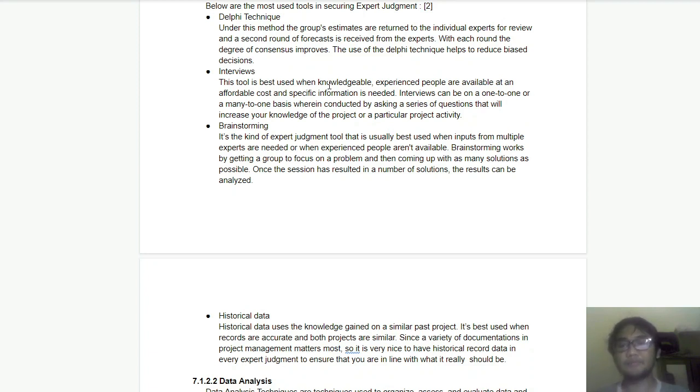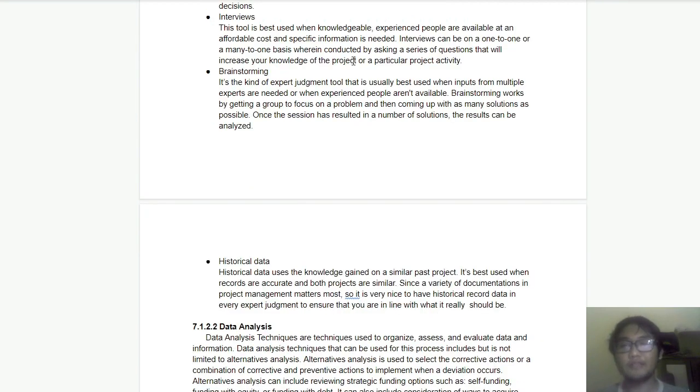Then the second is interview. This tool is used when knowledgeable, experienced people are available at an affordable cost and specific information is needed. Interviews can be on a one-to-one or a many-to-one basis, conducted by asking several questions that will increase your knowledge of the project or a particular project activity. This is quite understandable just from its name. So we are going to ask a group of experts for specific information, and it can be conducted on a one-to-one or many-to-one basis. So we are asking the experts directly.